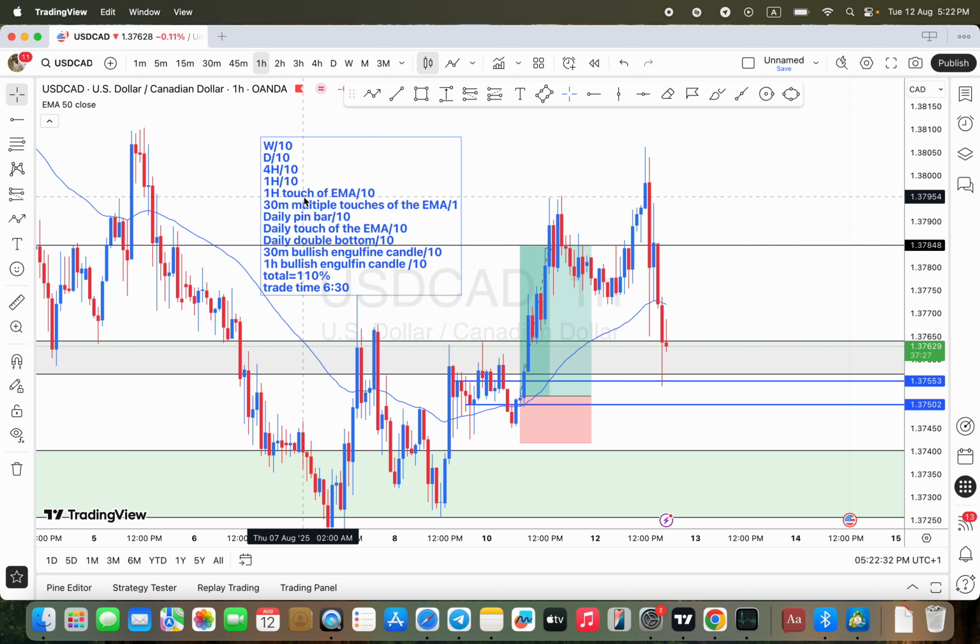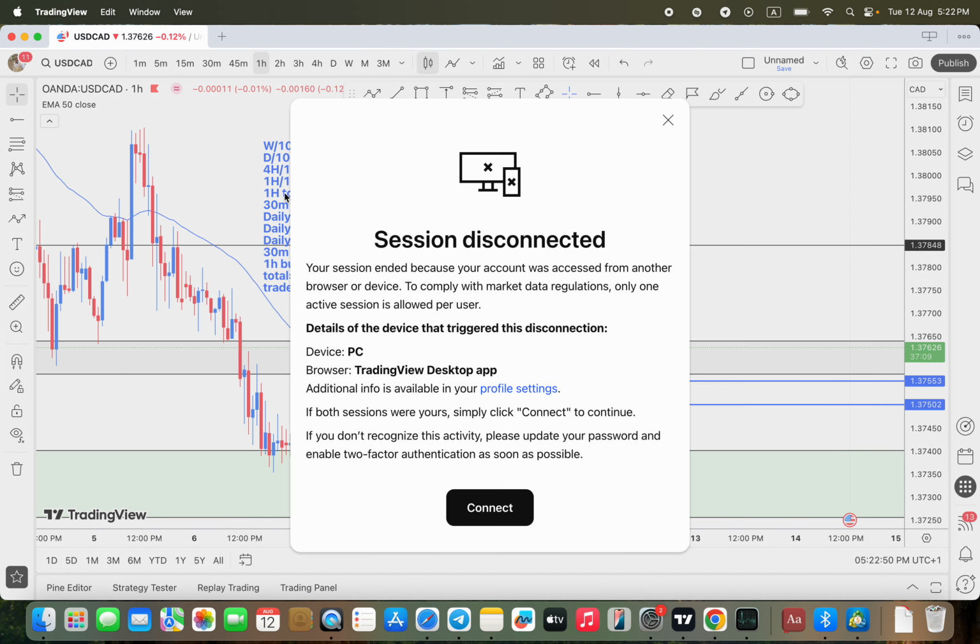confluences. If, for example, the weekly is going to the upside, that's already 10%. The daily is going to the upside, 10%. The 4 hours is going to the upside, 10%. 1 hour is going to the upside, another 10%. So the weekly, daily, 4 hours, 1 hour, that's already 40%. So that's the first thing.